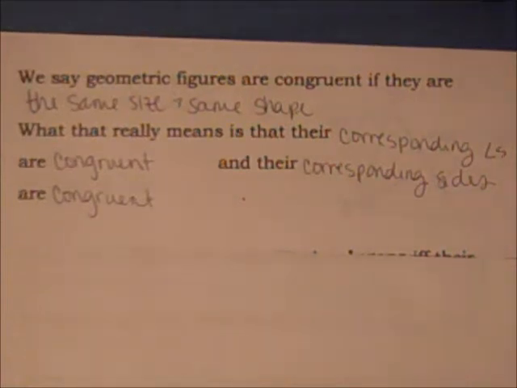Okay, this is your video for 4.3, congruent triangles. We're going to prove that two triangles are congruent to one another. So first we need to know what congruent means. We say figures are congruent if they are the same size and the same shape.